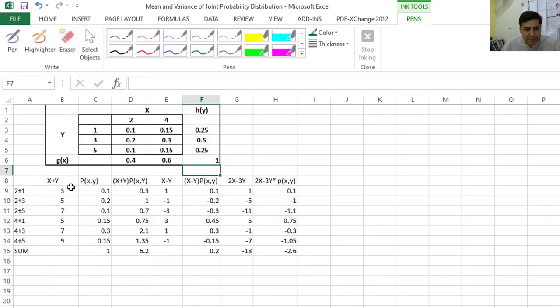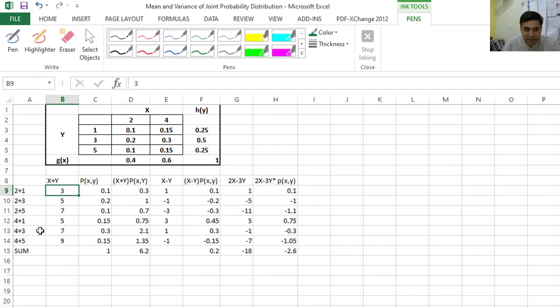Now they are asking, just like we did in the slides, how we will calculate x plus y. So x plus y, how will you calculate this? When x is equal to 2 and y is equal to 1, you can see 2 plus 1 is equal to 3. When x is 2 and y is 3, 2 plus 3 is 5. 2 plus 5 is 7.